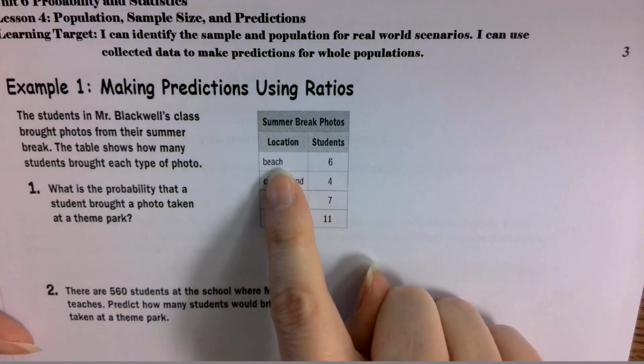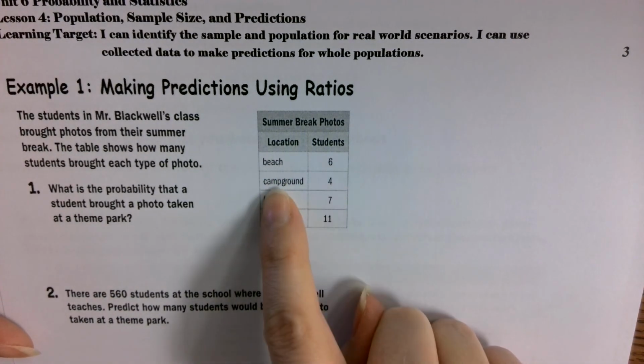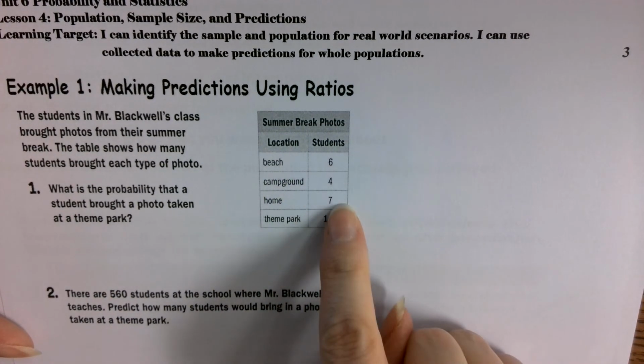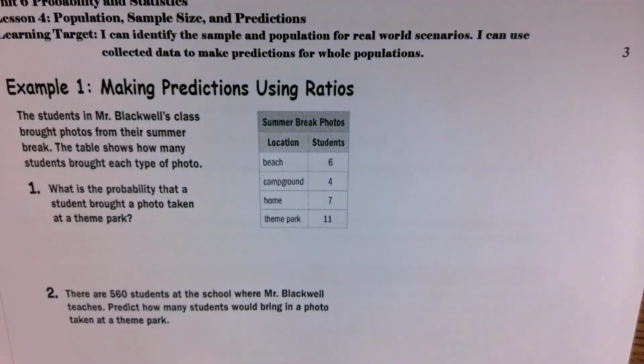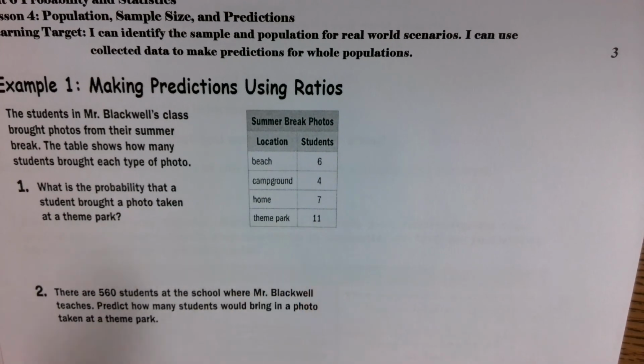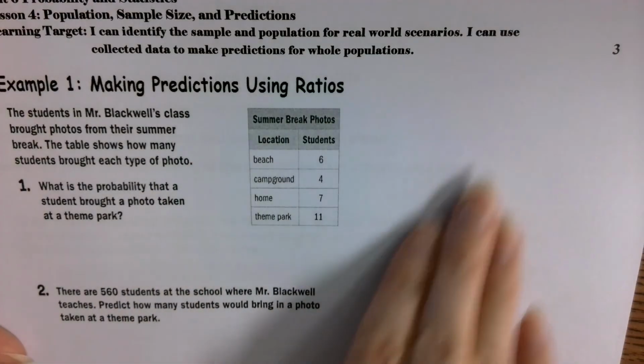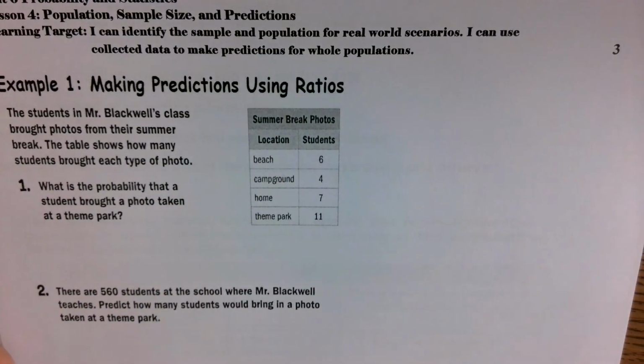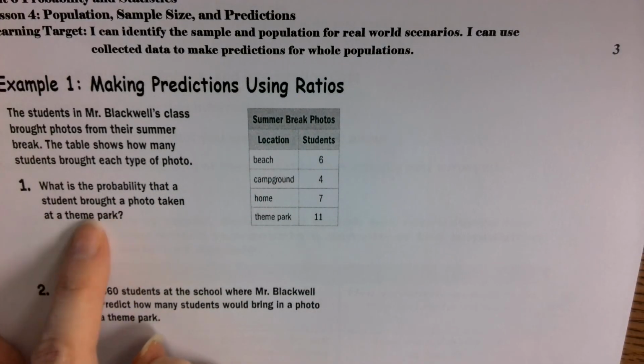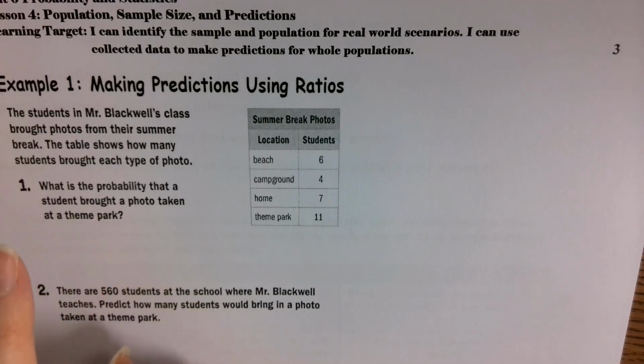Let's take a look. So here we have a collection of students and where they went for summer break. So we had 6 students that took a picture at the beach, 4 students who had a picture at the campgrounds, 7 students who just had pictures from home, and 11 students who had pictures from a theme park. We want the probability that a student brought in a photo from a theme park.